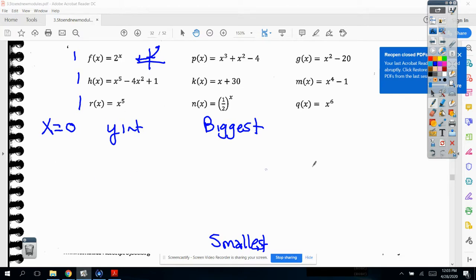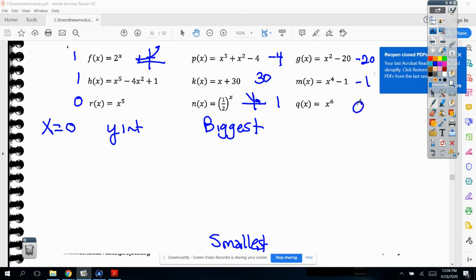I'm a liar? It's not. I don't know why I said that. The y-intercept, plugging in 0, not 1, is 0. The y-intercept of this one is -4. The y-intercept of this is 30. This is exponential decay. Plug in 0, you get 1 on this one. 1/2 to the 0 is 1. This one's -20. This one is -1. And 0 to the 6 is 0.